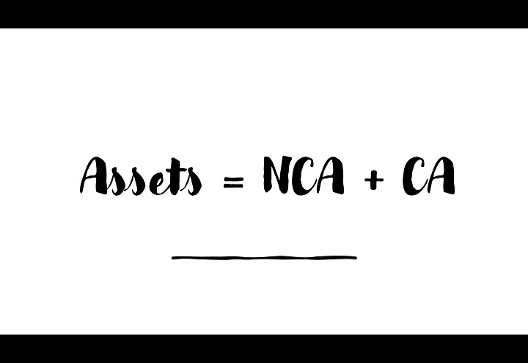But on the other hand, if the intention of the organization is to sell that property within its normal trading activities, I mean, the purpose or the objective of the organization is to buy and sell properties, for instance, then it will become a current asset.